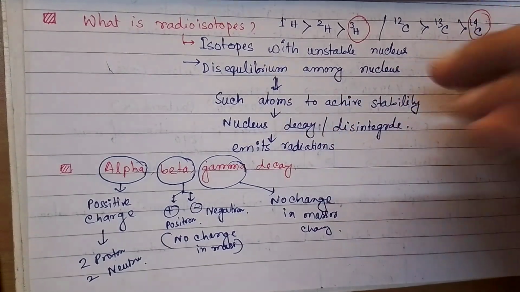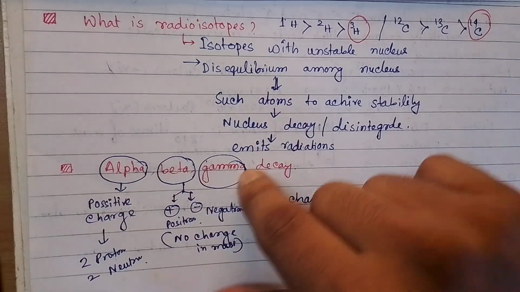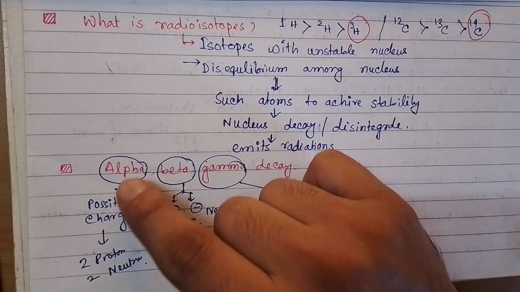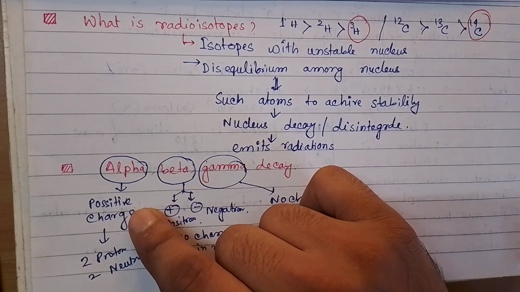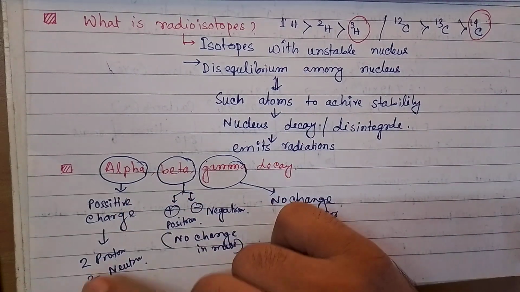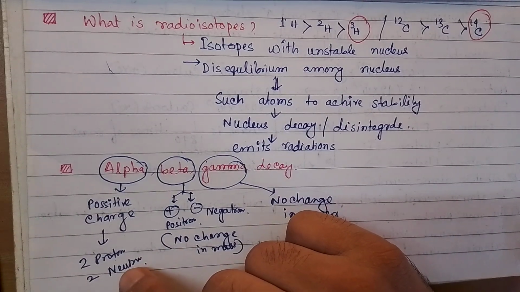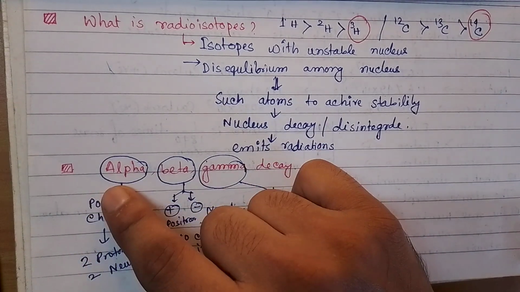Decay is of three types: alpha decay, beta decay and gamma decay. Now consider the alpha decay. An alpha particle carries a positive charge. It is like 2 protons and 2 neutrons. So alpha decay involves a positive charge.